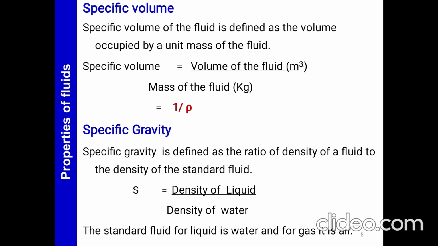Specific volume. Specific volume of the fluid is defined as the volume occupied by unit mass of the fluid. Specific volume is equal to volume of the fluid divided by mass of the fluid. Specific gravity. Specific gravity is defined as the ratio of density of the fluid to the density of standard fluid. Specific gravity is denoted by capital S, that is equal to density of liquid divided by density of water. The standard liquid is water, and for gas it is air.